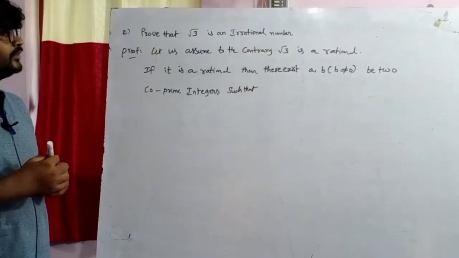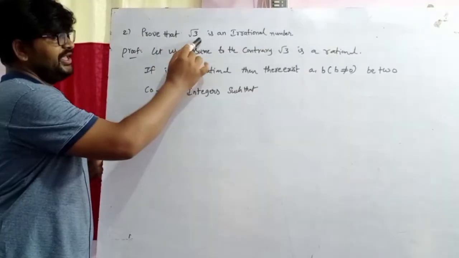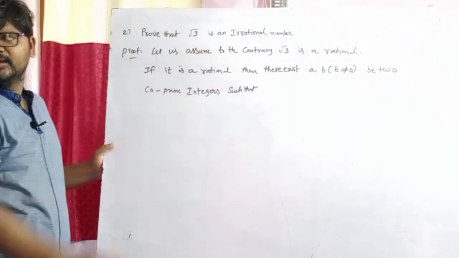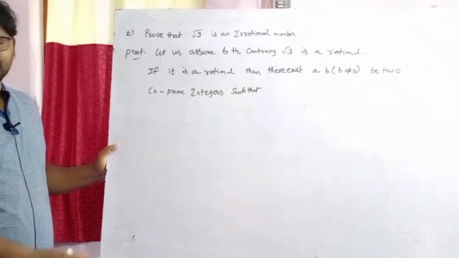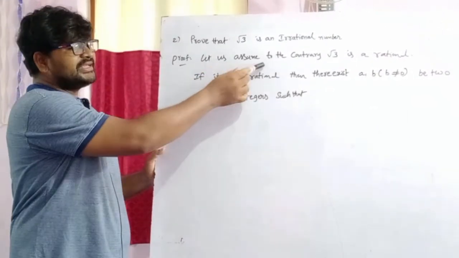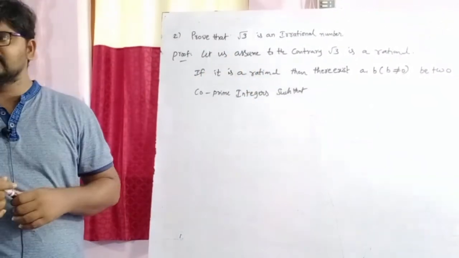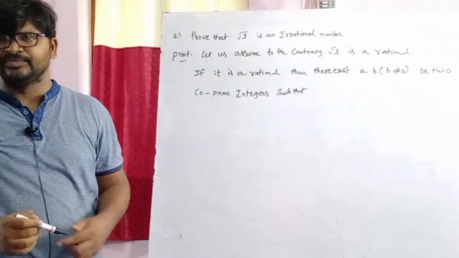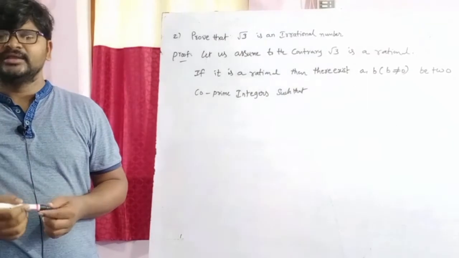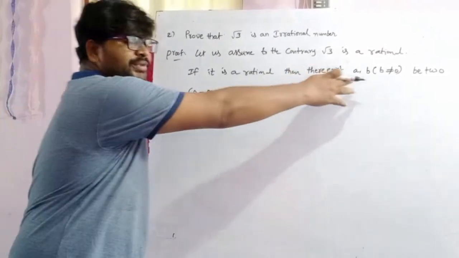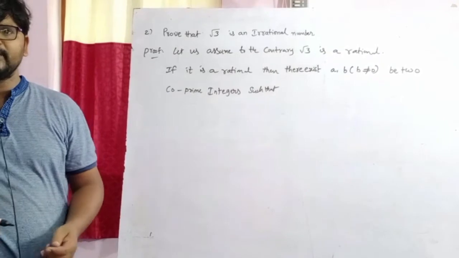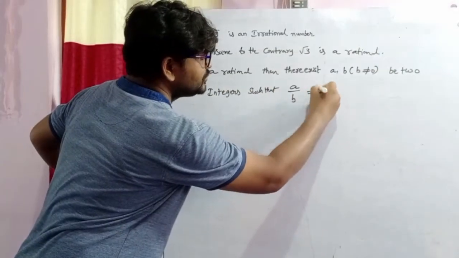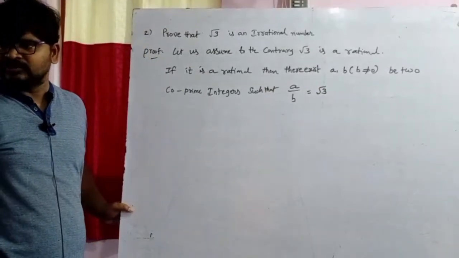Second one. Prove that root 3 is an irrational number. Same process. Proof. Let us assume to the contrary, root 3 is a rational. If it is a rational, then there exist a, b, b not equal to 0, two co-prime integers such that a by b equals root 3.